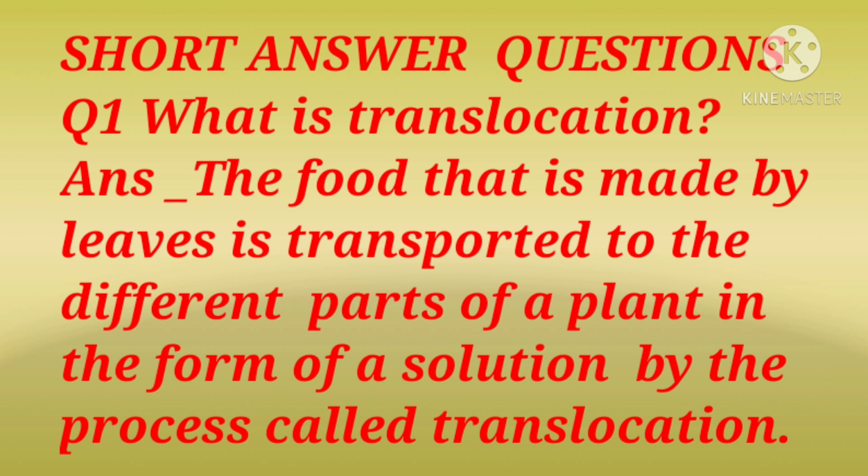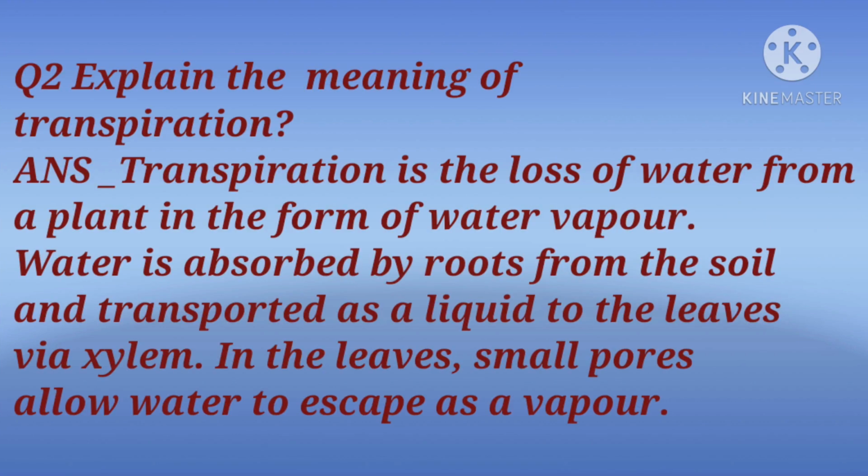Today I will discuss the short question answers of chapter 10, that is transportation in animals and plants. So first, question number 1: what is translocation? The food that is made by the leaves is transported to the different parts of a plant in the form of a solution, and this process is called translocation, and it is done by a special type of vascular tissue that is called phloem.